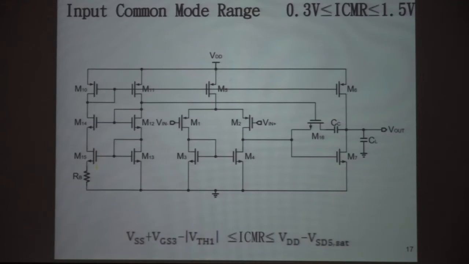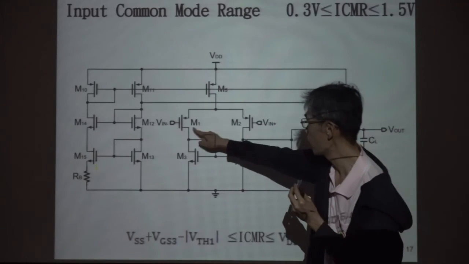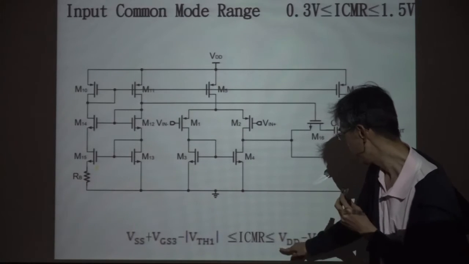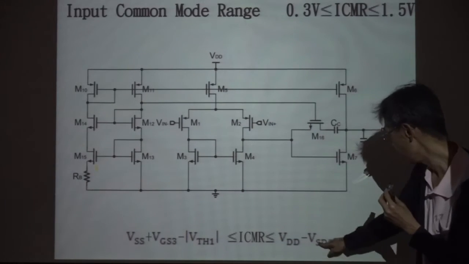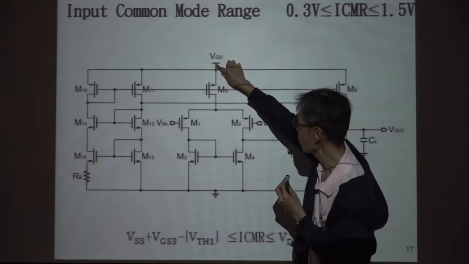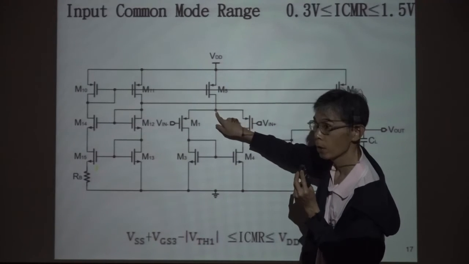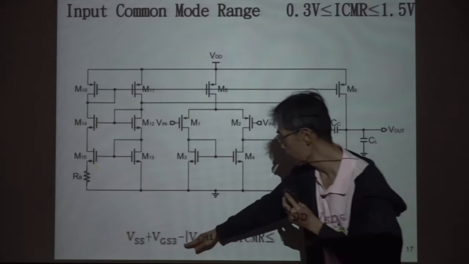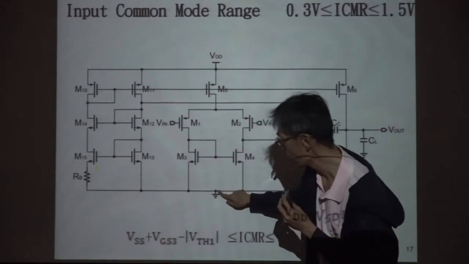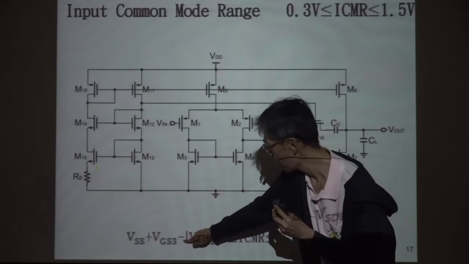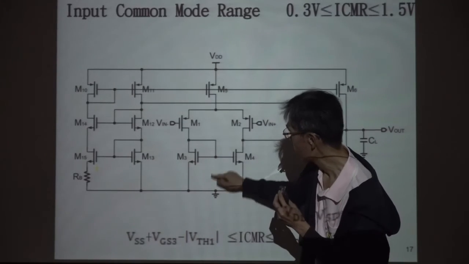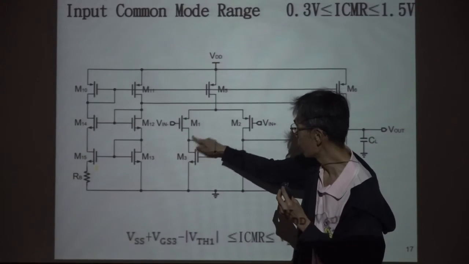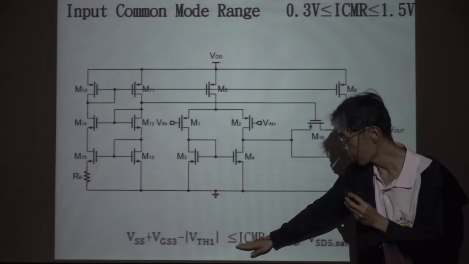So SD5, see, input common mode, this is input. The maximum is VDD minus VSD5 saturation. VDD minus VSD5 will be the top of your input common mode. And your minimum, look at VSS here, VGS3 here, and this is threshold voltage. So we have the minimum value and maximum value. This is your input common mode range.